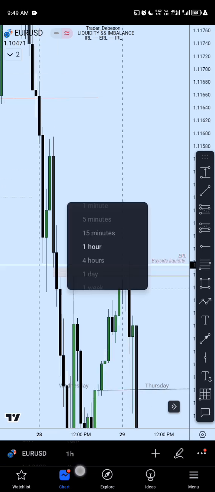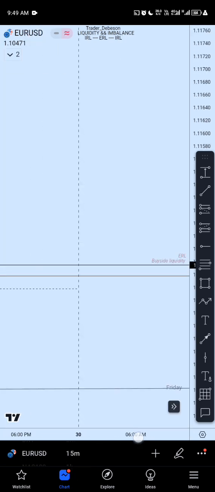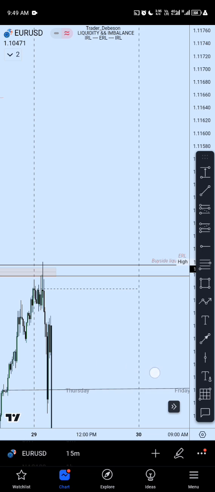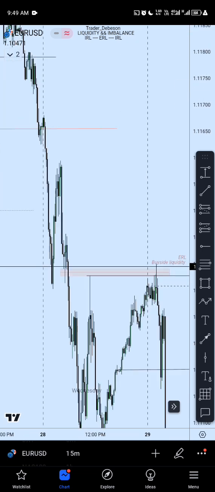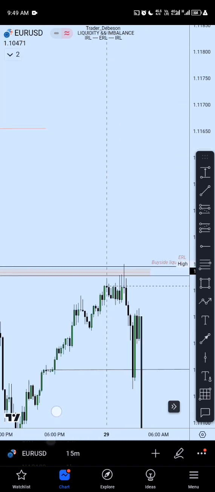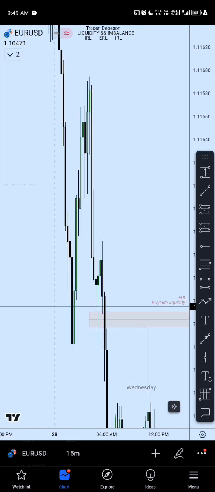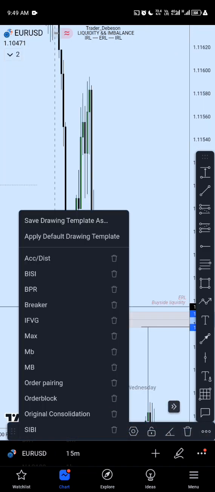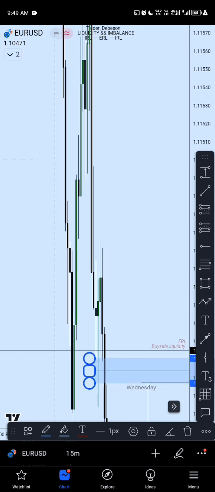So let's head over to 15 minutes to further refine it and see if you have enough reason to take a shot from there. So here is the 15 minutes time frame, okay? This is that CB, that fair value gap, that CB right there.